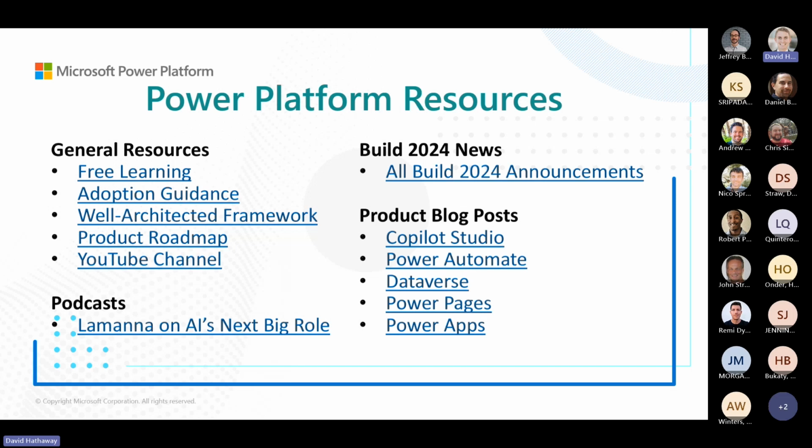So these are some Power Platform resources that generally are pretty helpful. On the left-hand side, we have free learning paths and learning modules on our Microsoft Learn site. We have adoption guidance specifically for the Power Platform, and a link to the well-architected framework for you to explore further. The second to last link under general resources is the product roadmap. So if you're curious about when features are going live, or maybe your organization waits until they're GA before any of the IT admins will turn it on for you, and you're itching to get your hands on it, you can keep tabs on that with our product roadmap.